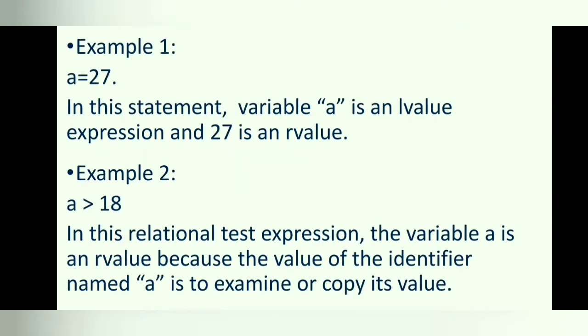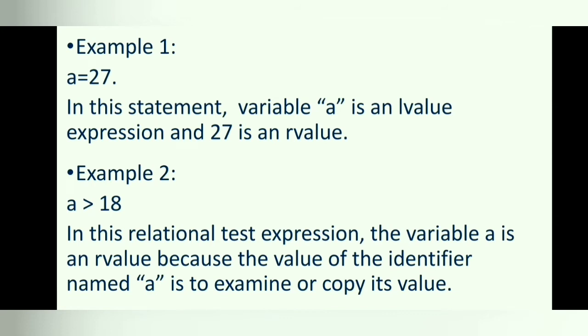Example 1. A = 27. In this statement, variable A is an Lvalue expression and 27 is an Rvalue. In this expression, object A is a named region of storage. That is, variable A has a specific memory address. An expression is an Lvalue whenever the object is receiving a value, that is, it is being modified. Here 27 is assigned to variable A, so variable A is an Lvalue and the literal 27 is an Rvalue.